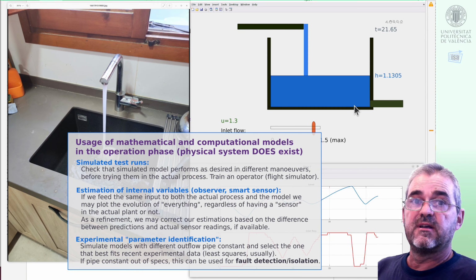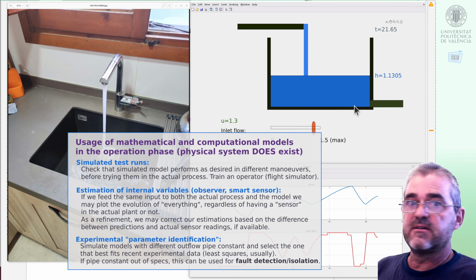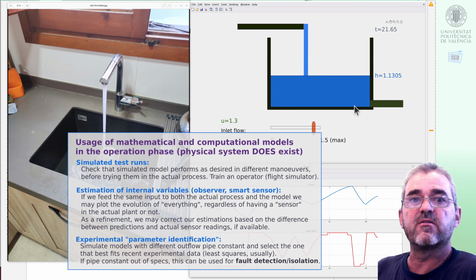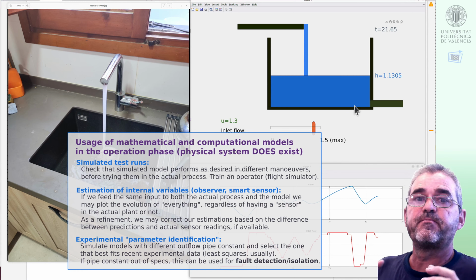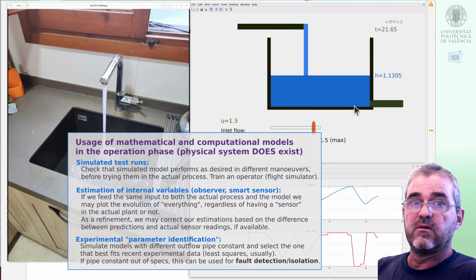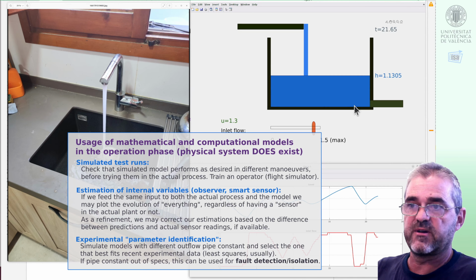That's called an observer, and there is a whole theory on how to build them in order to be the most accurate possible. But of course, we are in an introductory stuff, and we are just posing the things that we can do with those models. Good, so we can estimate variables we do not have a sensor for with these models and the observer software.